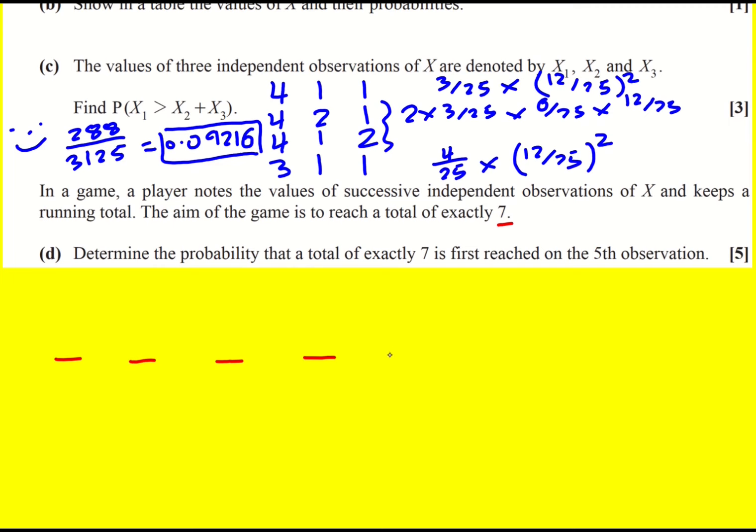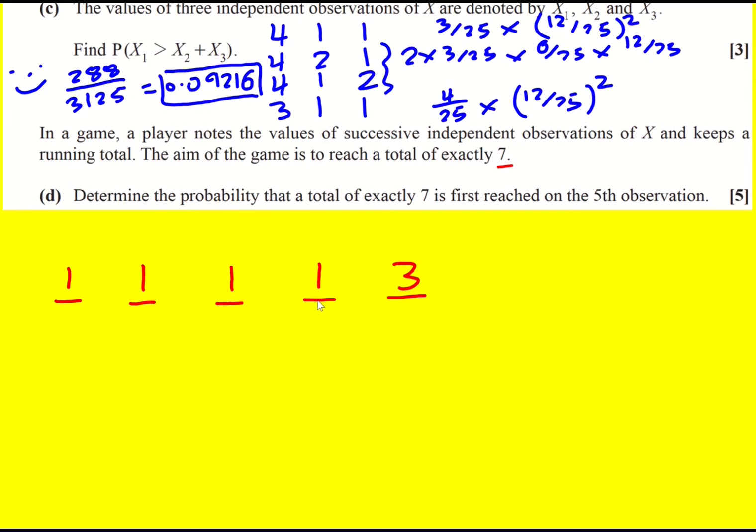So let's sort of play the game and see what happens. Now, if we started with 2 and then got a 4 and then a 2, we're already above 7. So we're going to need to be scoring low values to get to 7 on the 5th attempt. So let's start by just getting the lowest values that we can. 1, 1, 1, and then on the final one, we'd get 3. Okay, so if we have 4 ones in there, we'd have to get a 3 in there as well.